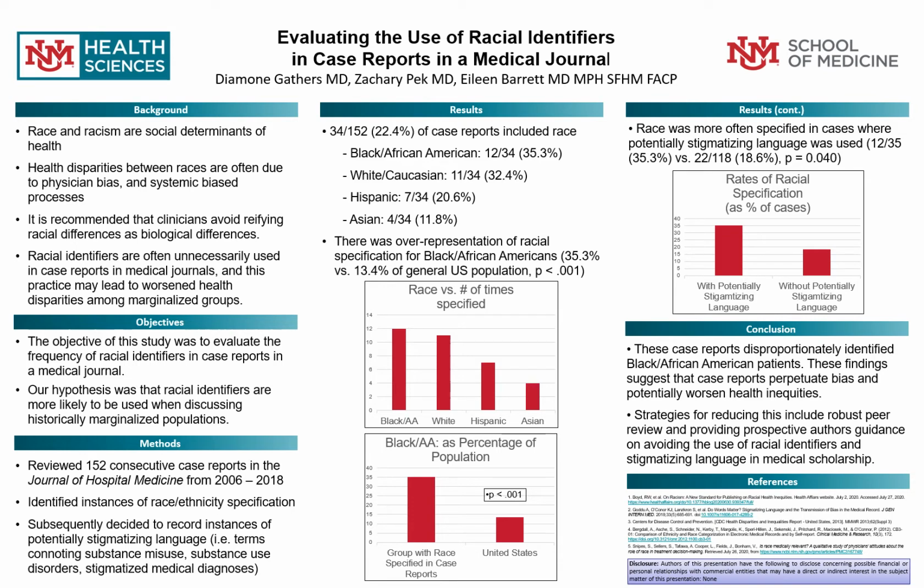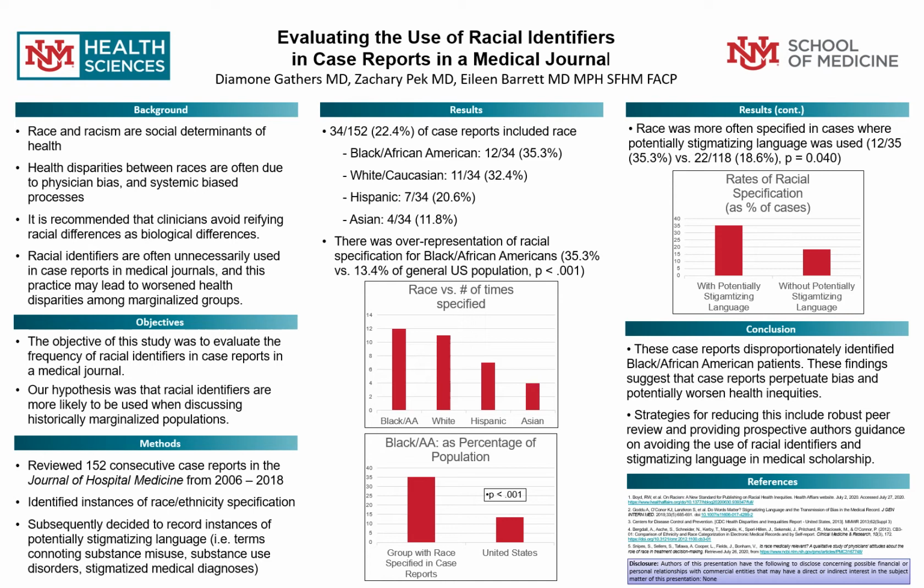The graph below compares the likelihood of Blacks and African Americans being the specified race in cases where race was specified, compared to overall proportion of Blacks and African Americans in the general US population. While Blacks and African Americans make up 13% of the US population, they made up 35% of the patients in whom race was specified, which was a statistically significant difference.